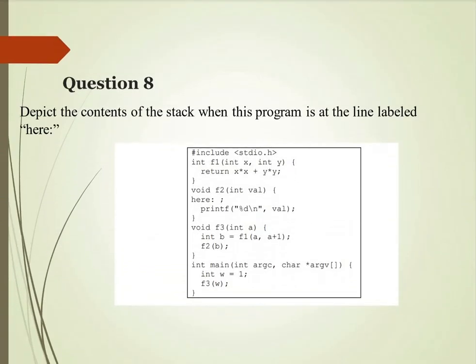Okay, let's go to question 8, which is a simple question, I believe. Assume that we have this piece of code. We want to see what would be the contents of the stack when this program is at the line labeled here, which is this point. First of all, we will start with main. W is 1. F3 1 will be called. So we will go to the F1. Then what will happen is that we will go here. It returned 5.